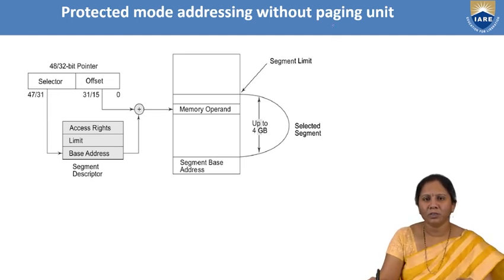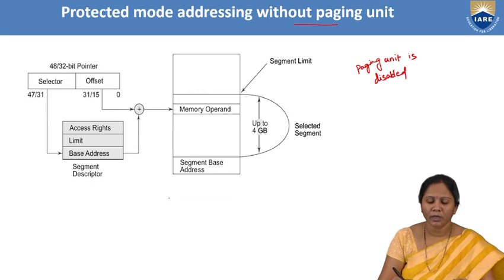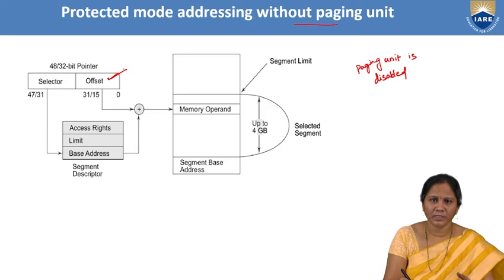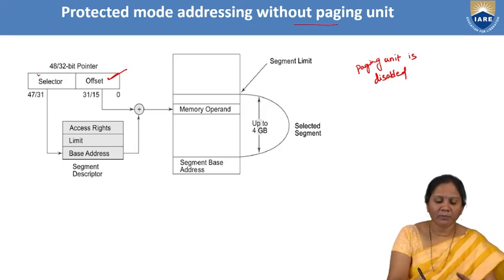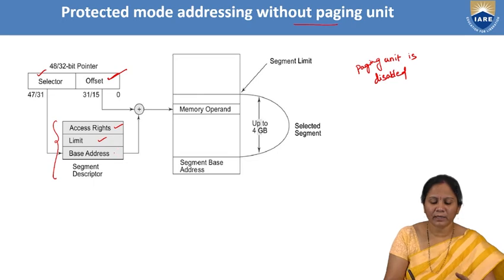Now, two methods are there to convert the address. One method is by disabling the paging, so this is the case where the paging unit is disabled and we do not have any paging unit. Here we have the offset address. To calculate the physical address, we require the segment address and the offset address. The offset address comes from here, and the segment address comes from this selector. The selector consists of three parameters: access rights, limits and base address. These three together give the segment address. By adding the offset address and the segment address, we get the physical address.